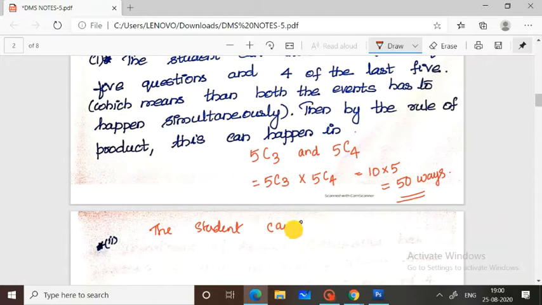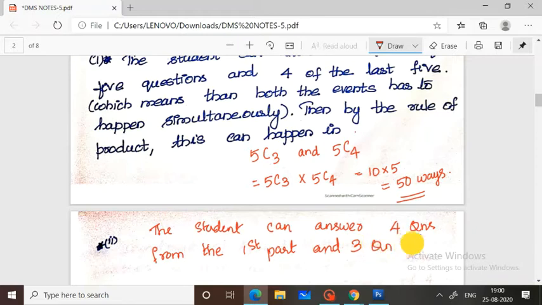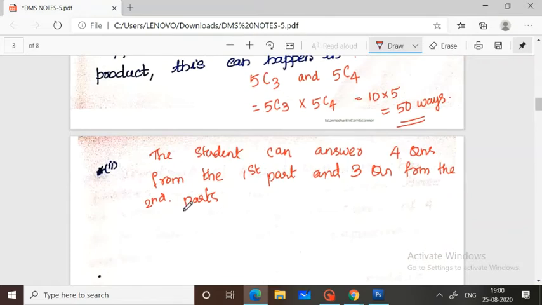The student can answer 4 questions from the first part and 3 questions from the second part. Therefore both have to happen simultaneously.